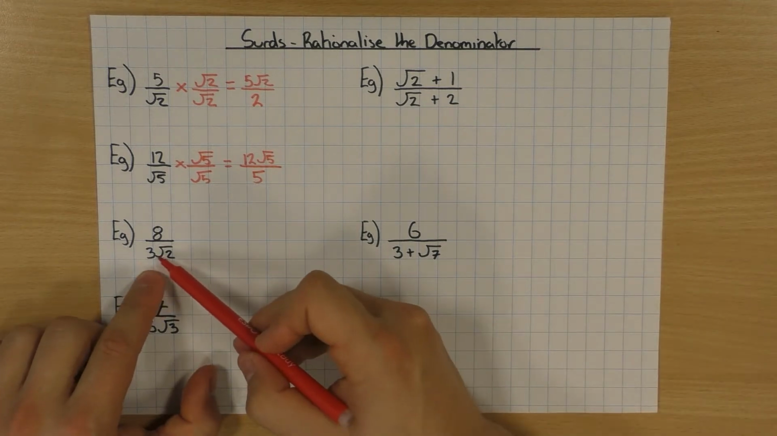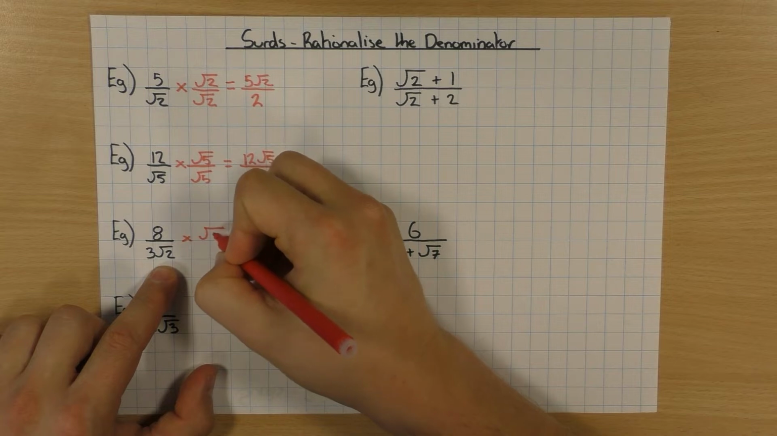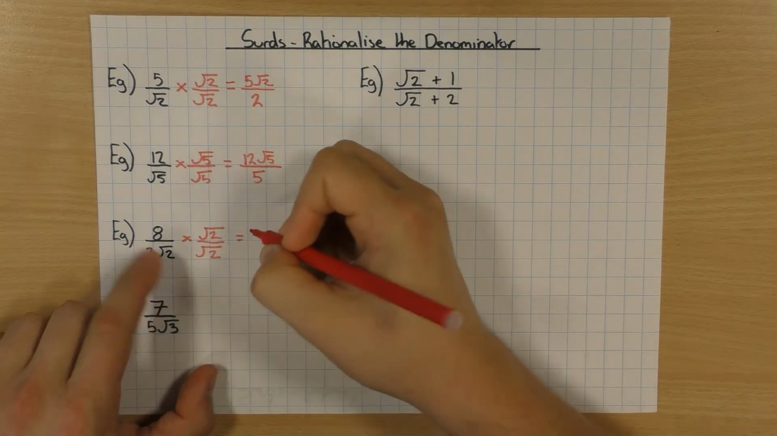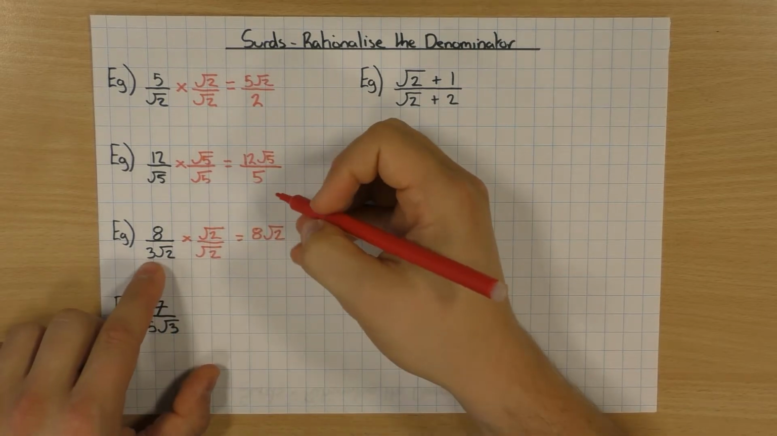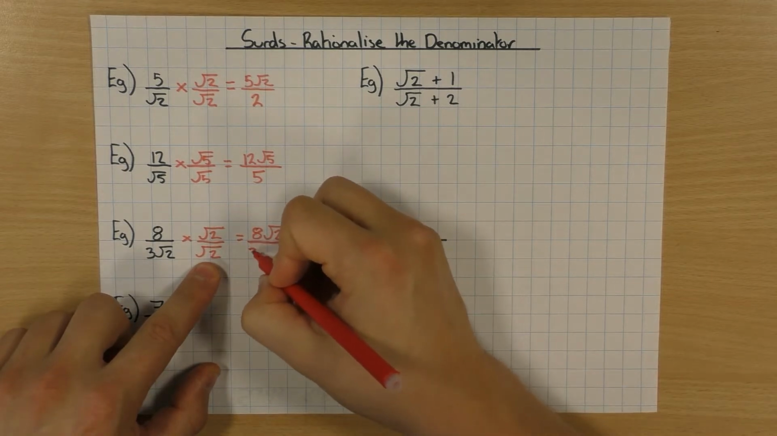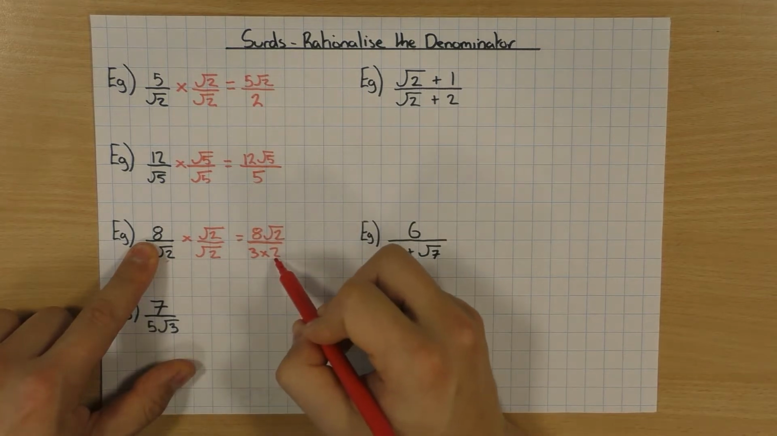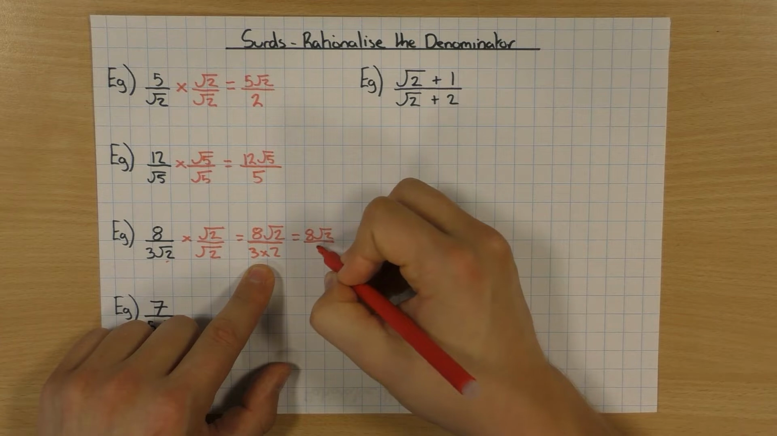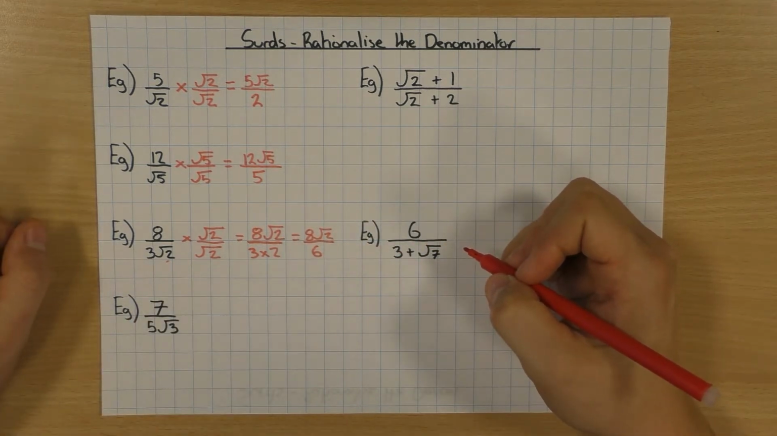This one here, don't be put off if it's 3 root 2. Exactly the same process. I'm going to times both top and bottom by root 2. Which will give me 8 times root 2, which is 8 root 2. Now, root 2 times root 2 is going to be 2. So actually what I'm going to have on the bottom is 3 times 2. So 3 is just going to be 3, and then root 2 times root 2 is 2. So what I'm actually going to have is 8 root 2 on top over 6. So just be a little bit careful with that, just an extra step.